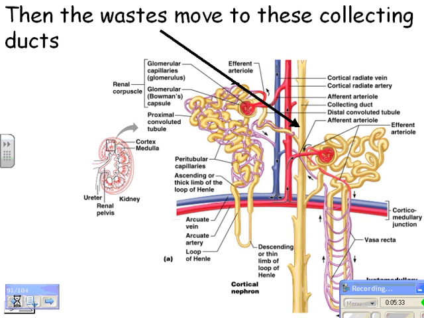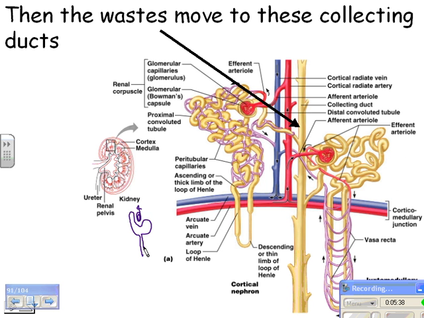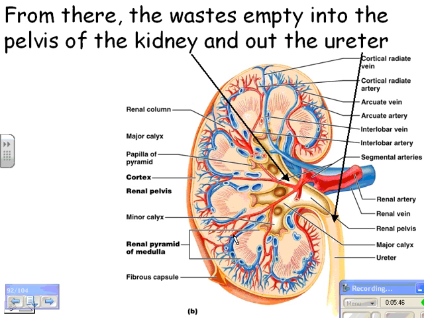So let's look backwards just a second. The end of the tube is right here, and it empties the pee into this thing, a collecting duct. And then all those collecting ducts empty right here. And so they're coming out here into the ureter, and then you pee them out. So the wastes empty into the pelvis of the kidney, which is this, and out the ureter.